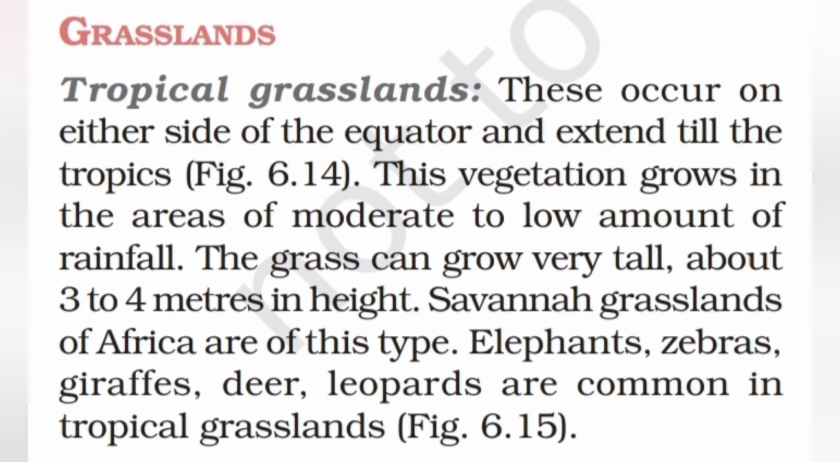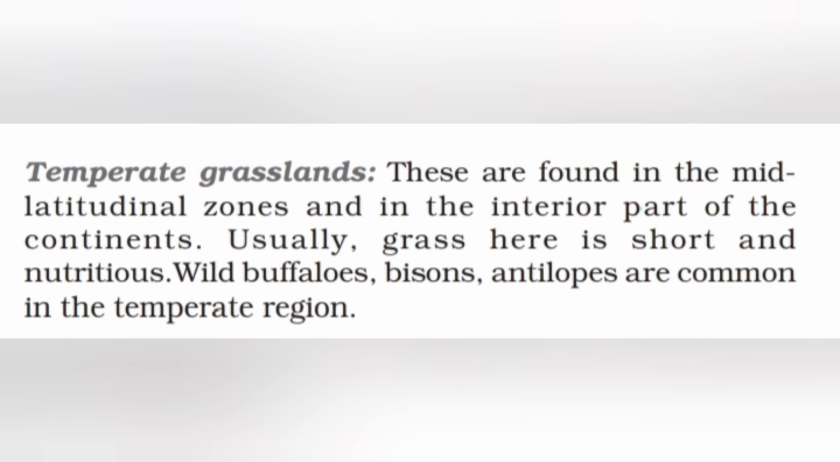Grasslands. Tropical grasslands. These occur on either side of the equator and extend till the tropics. This vegetation grows in the areas of moderate to low amount of rainfall. The grass can grow very tall, about 3 to 4 meters in height. Savanna grasslands of Africa are of this type. Elephants, zebras, giraffes, deer, leopards are common in the tropical grasslands.